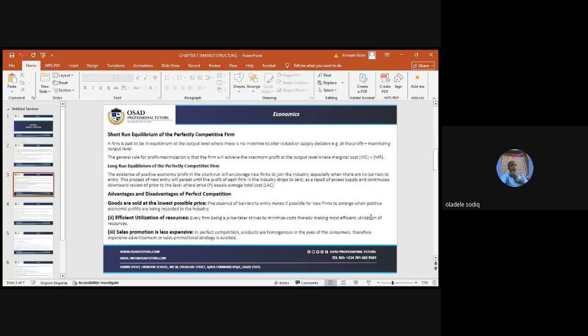Then we also have short run equilibrium of the perfectly competitive firm. So what is short run equilibrium? They said a firm is said to be in equilibrium at the output level where there is no incentive to alter output or supply decision at the profit. That is, when we talk of short run equilibrium, we are talking about a situation whereby the output, that is the product that is being supplied, that is being sold.